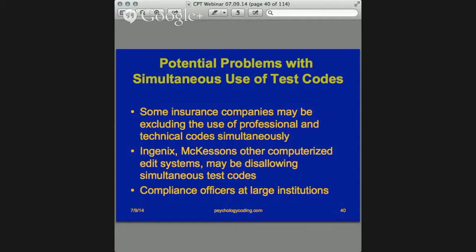So in this case, if you are working in a large facility with a very strong compliance program, you may have difficulty administering both or billing both 118 and 119 on the same day, but I've given you some interpretation for that.